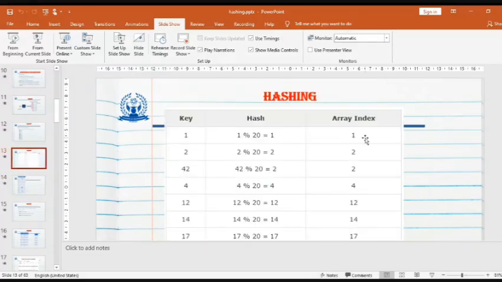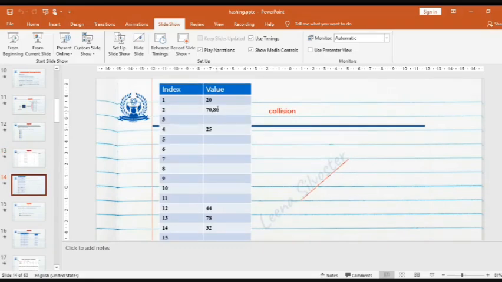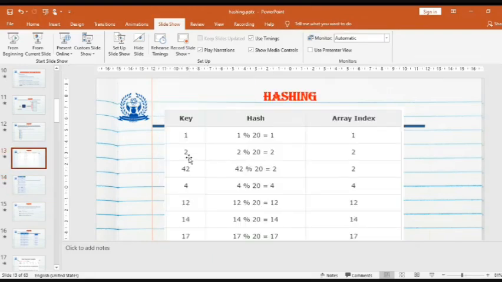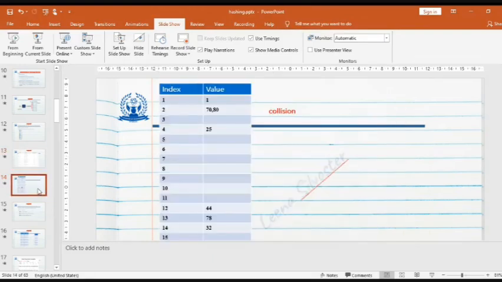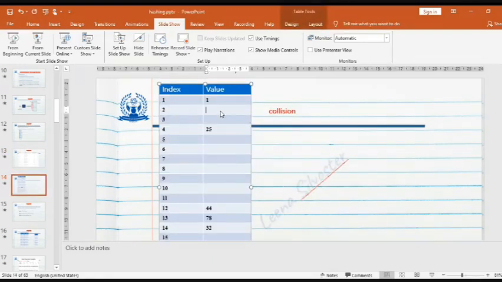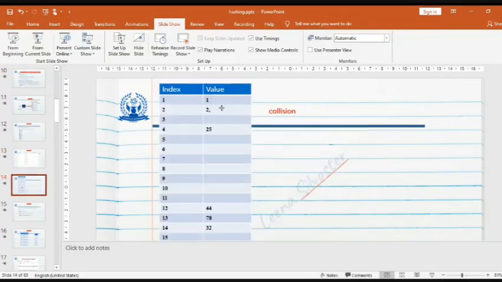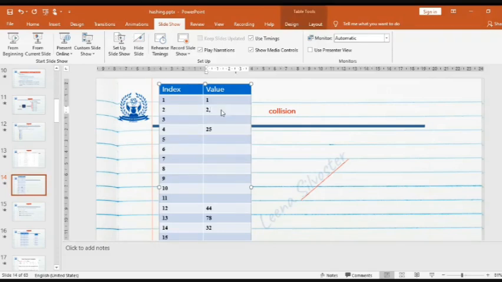What is the value of index 1? Actually, key 1 is stored in index 1. So in the value column, you can put 1 here. And look at the second value. Here key value 2 is assigned at location 2, so you can place 2 here. Also key 42 is at location 2, so we can write 42 at this location also. So at location 2, we are having 2 and 42.